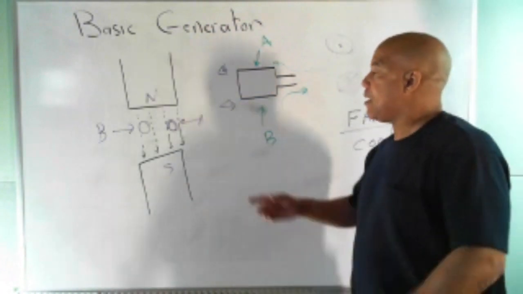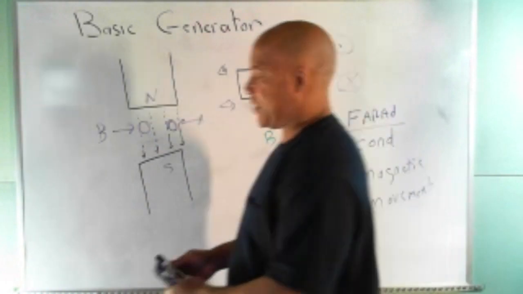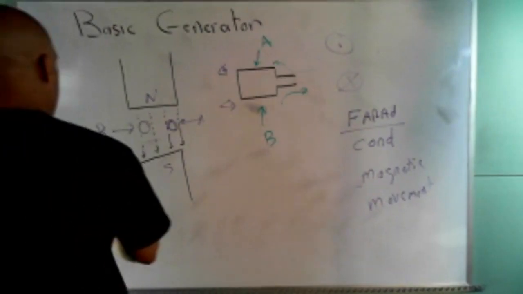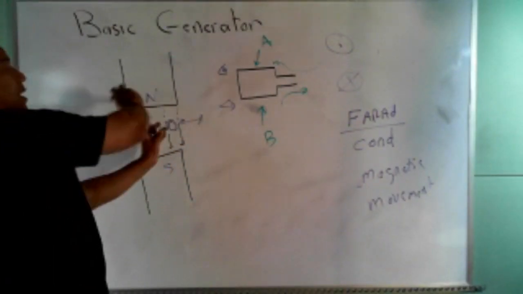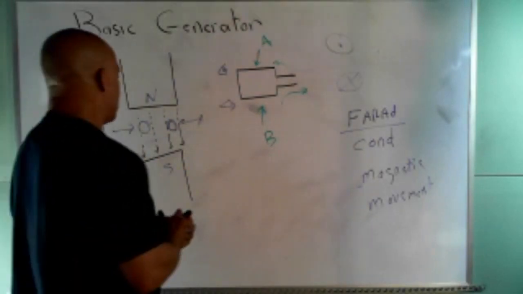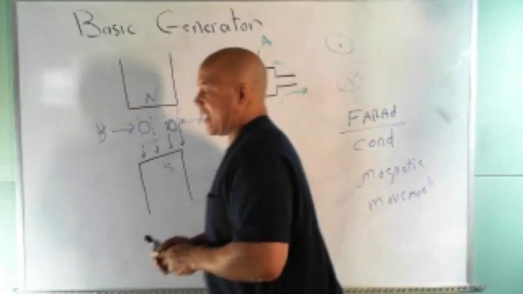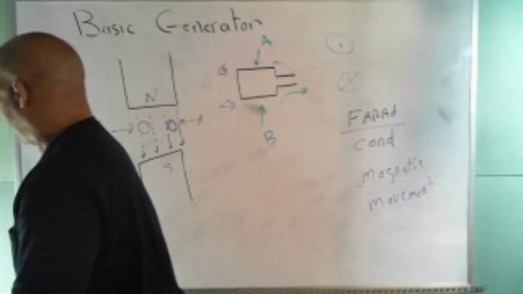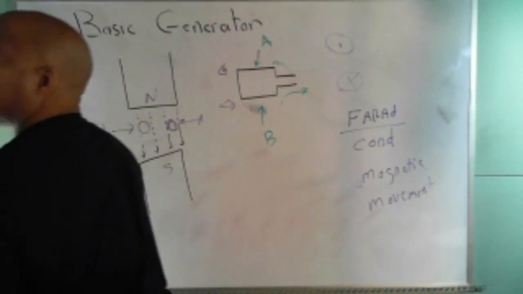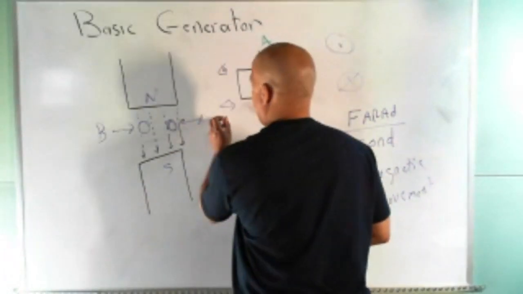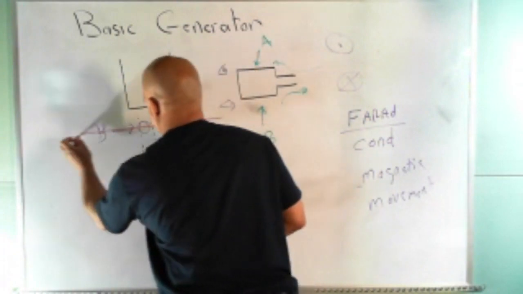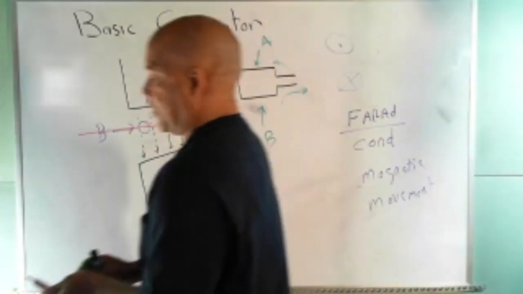Well, think about what's happening here. This thing is rotating. So I got my coil, and it's rotating around, like it's spinning around this way. As this thing is spinning, I'm going to draw this line right here. And that's just my starting position.